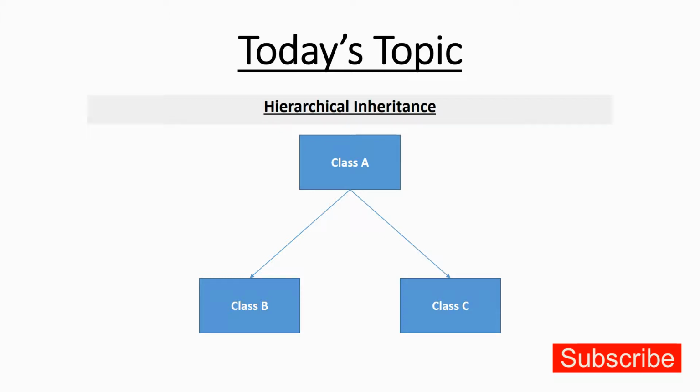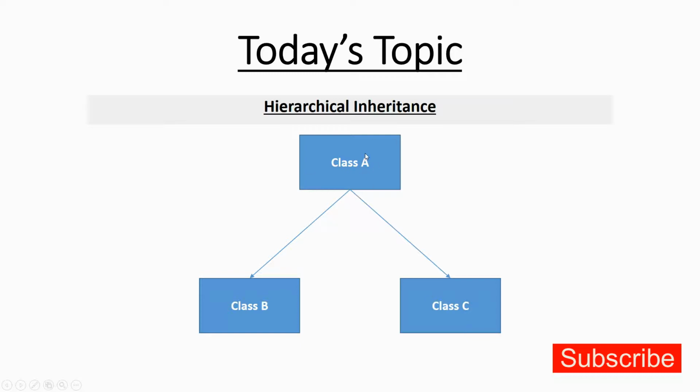My name is Ajay and today we are going to learn about hierarchical inheritance. As you can see in the figure in front of you, there is a class A, and from class A we have two classes, class B and class C. B and C are both inherited from class A.